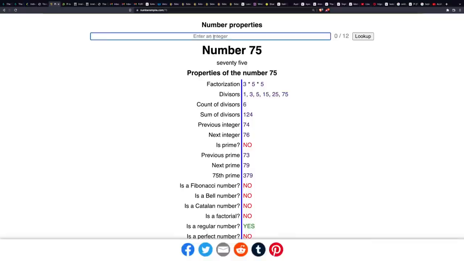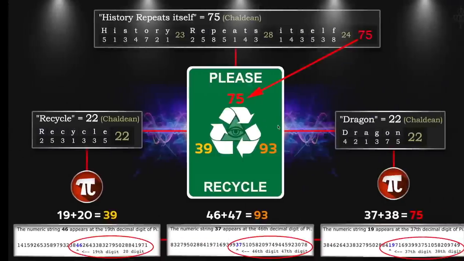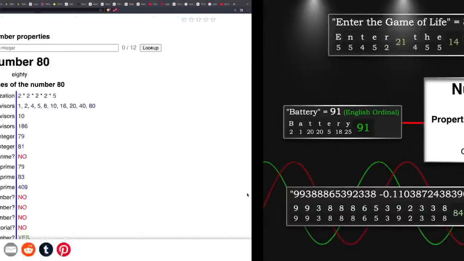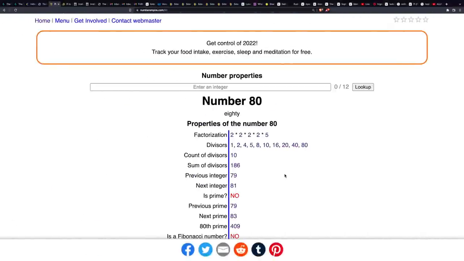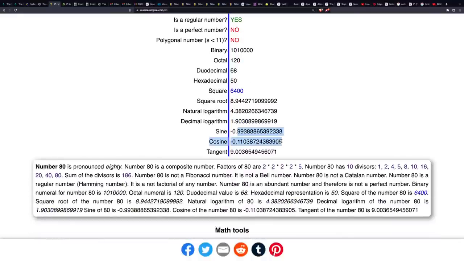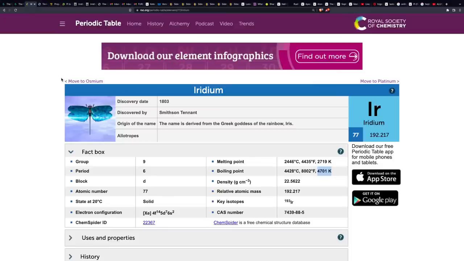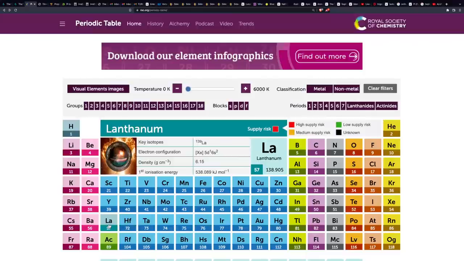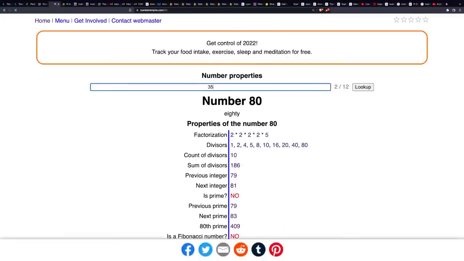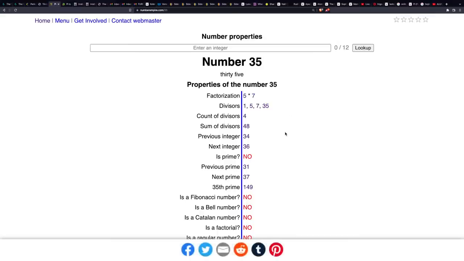How about we're going and looking at that number 80 again? The number 80, which is tied to enter the game of life, the 138. I already showed that. Sorry about that, folks. The 138 is the Lanthanum and the Truman Show. So I already showed that. How about the number 35? What about doing the 35 since 35 is tied to the simulation? What about doing the sine and cosine wave of that?